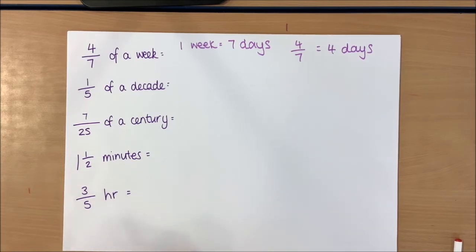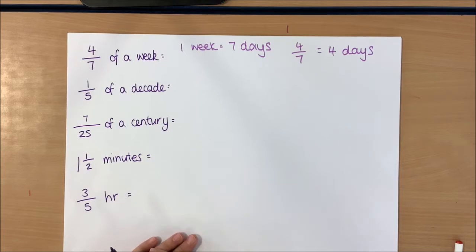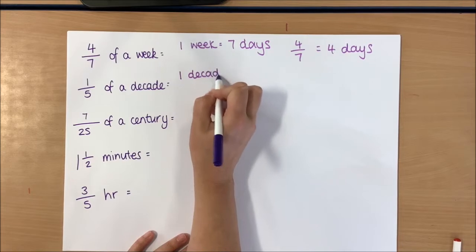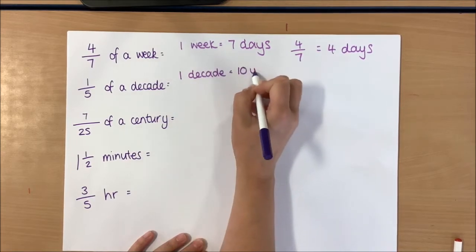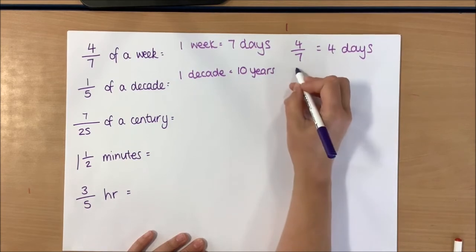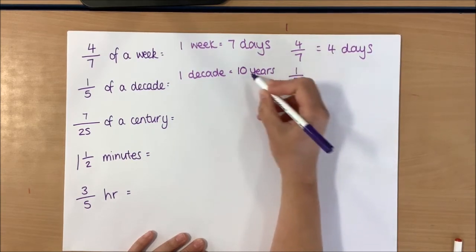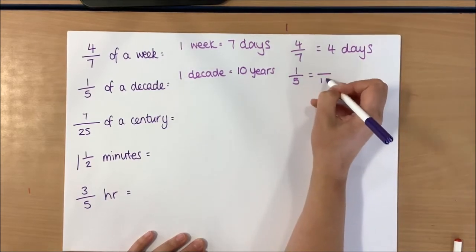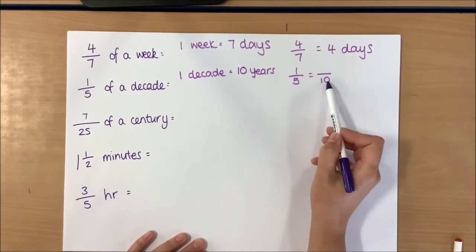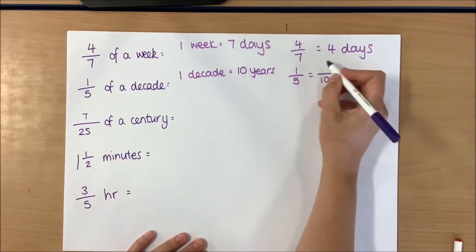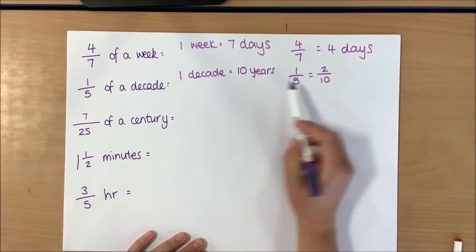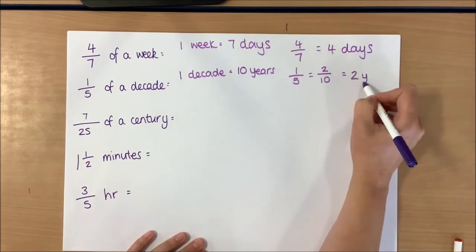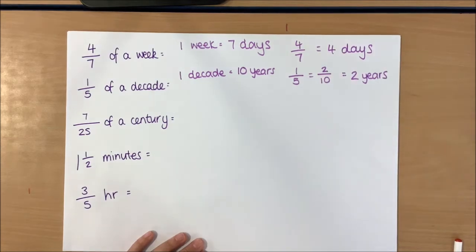Let's look at it where it's not quite straightforward. 1/5 of a decade is how many years? Okay, so first of all, what is a decade? Well, a decade is 10 years. So 1/5, what we really want is that denominator to be 10, don't we? Because we want to know how many years it is out of 10. So again, using equivalent fractions, if you double the bottom, you double the top. So 1/5 is the same as 2/10, which is 2 years out of 10. So 1/5 of a decade is 2 years.